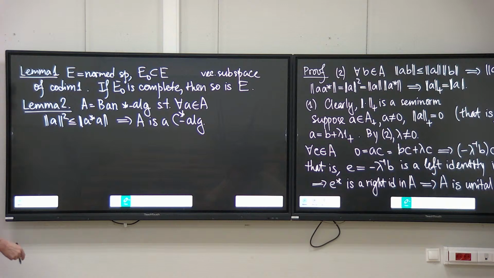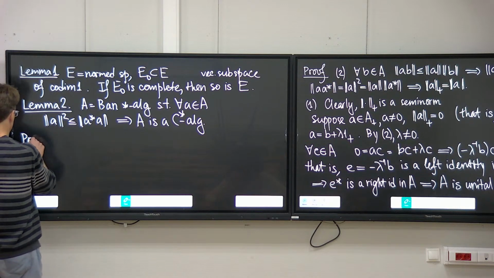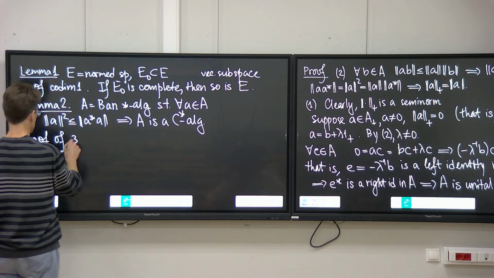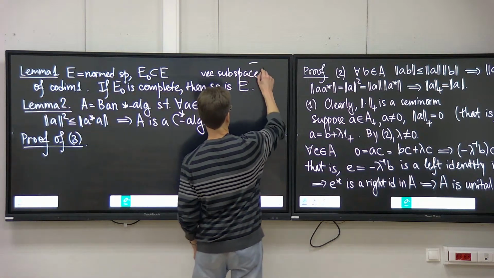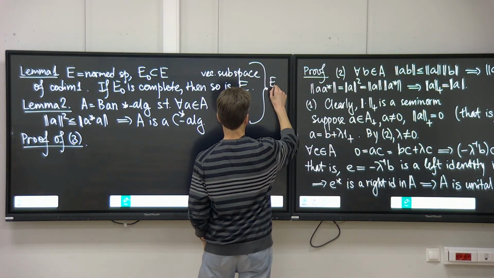A couple of lines. Okay, let's now prove part 3. So these are exercises for you.